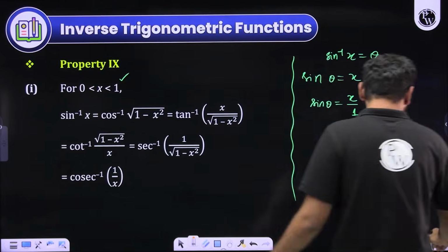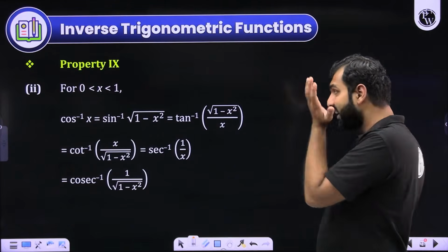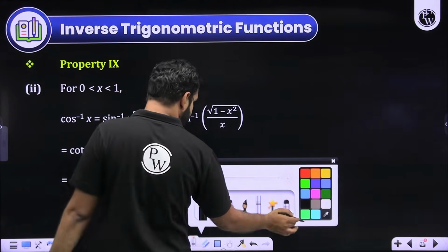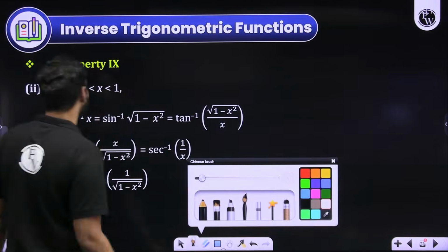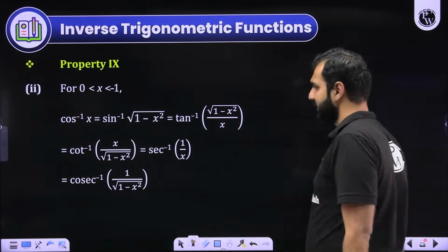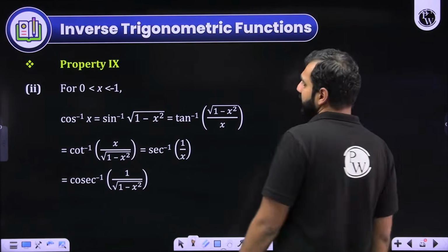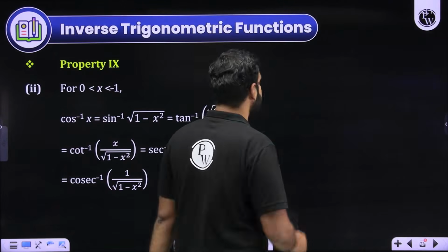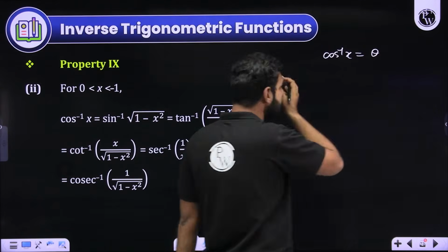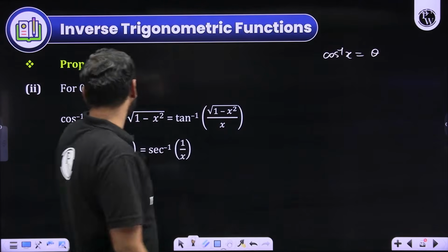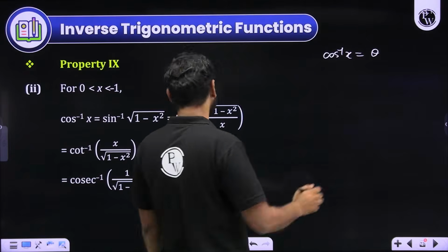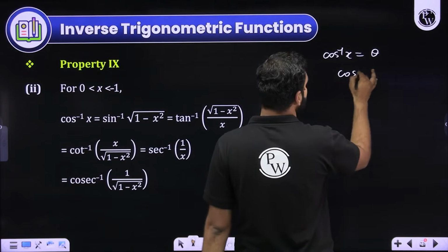Similarly, there comes one more property, which is when x is between 0 to minus 1. There is a small correction here. Let me make that correction first of all, that when x is between 0 to minus 1, the small change here is this: let's say I'm beginning with cos inverse x, and let's say I'm calling it theta. If x is between 0 to minus 1, I hope you remember the graph of cos inverse x will tell you a lot. So of course, I can say that cos theta is going to be x.